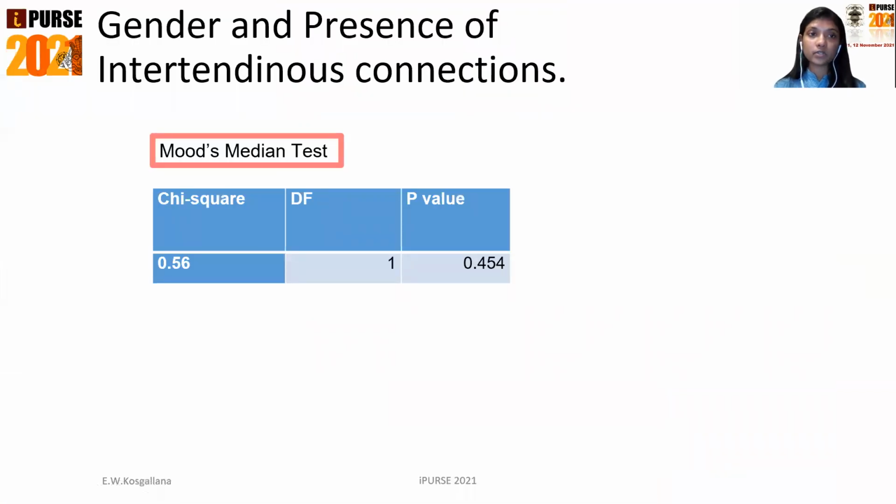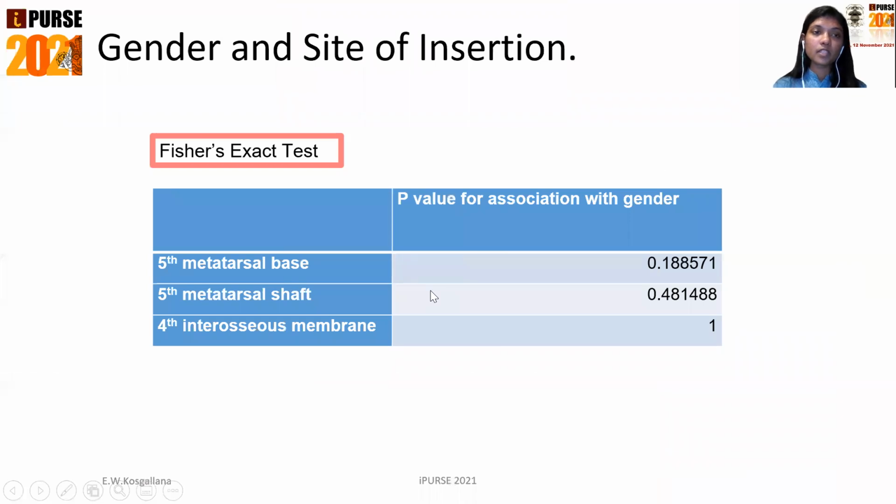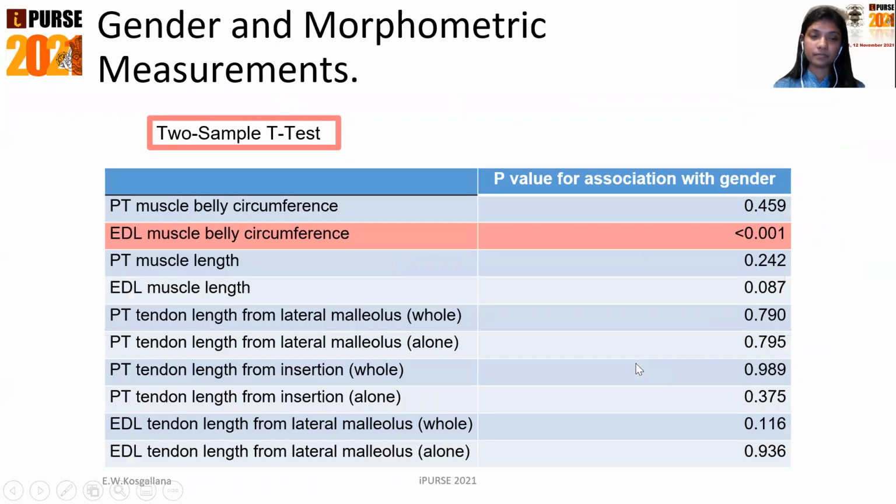Next, we looked at the association between gender and the presence of intertendinous connections using Mood's median test, which did not show a significant association. Then we looked at the association between gender and the site of insertion using Fisher's exact test, which did not show any significant association as well.